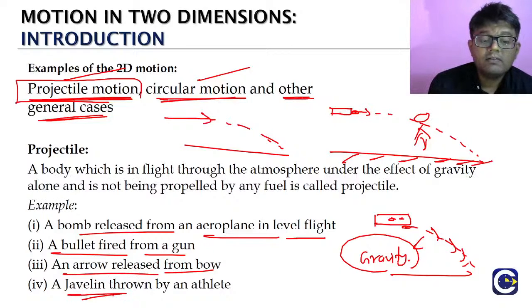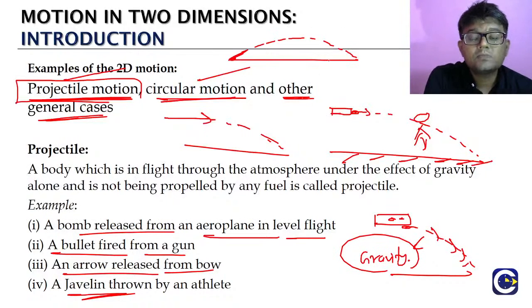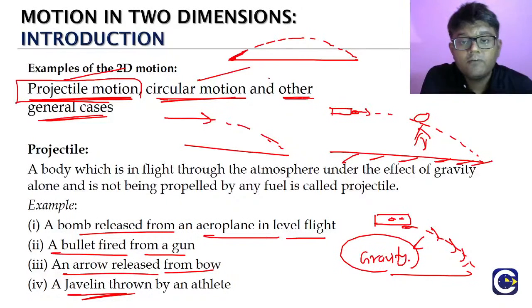If you see a javelin throw, so what is a javelin throw? A person will throw the javelin stick, and it will have a path like this. This is the motion of the javelin throw. Once he has thrown the javelin stick, that stick will be moving only under the influence of gravity, because there is no other force acting on it.